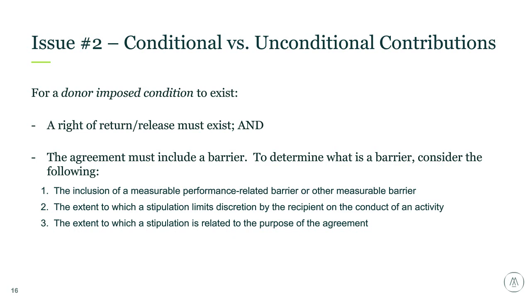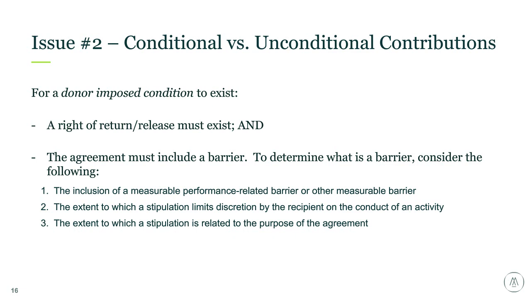The second condition to consider if a barrier exists is the extent to which a stipulation limits discretion by the recipient on the conduct of an activity, such as qualifying expenses or a specific protocol. If the stipulation is not clear or the stipulations are ambiguous, presume that a promise containing stipulations that are not clearly unconditional is a conditional promise to give.